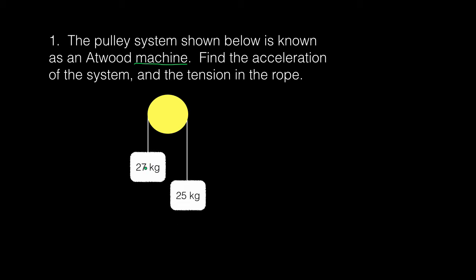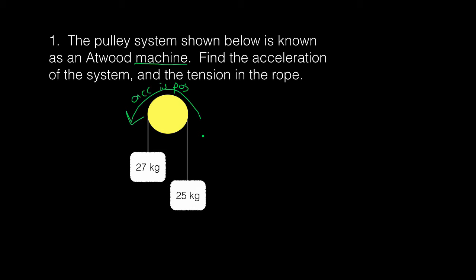But in this case, one of the blocks is 27 kilograms and the other one's 25. So the first thing to always do is to draw which way this pulley system is going to move. We know it's going to move to the left because the left block has more mass. So I'm going to write acceleration is positive. Again, going back to Newton's second law, if there is a net force, then there will be some acceleration as well. So it's going to accelerate up on the right and down on the left.